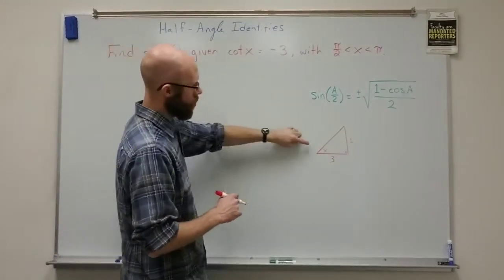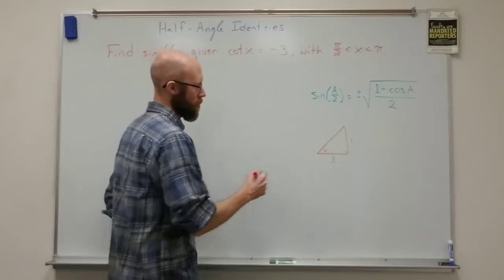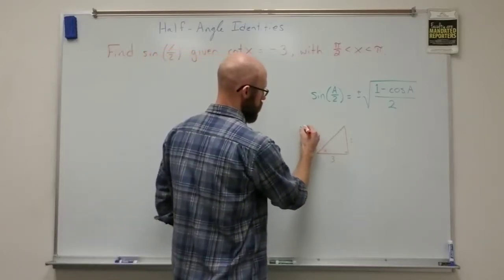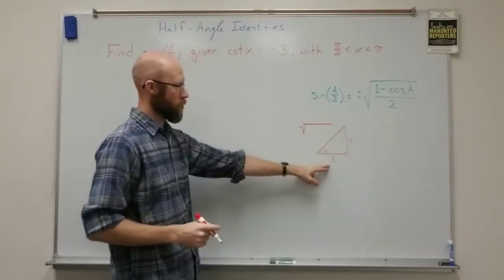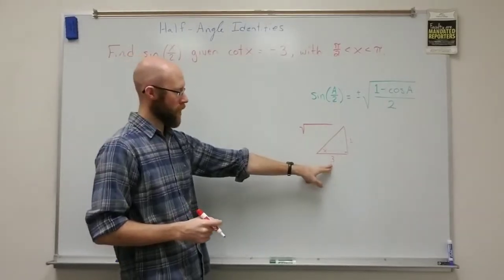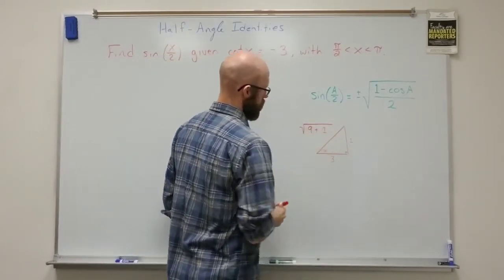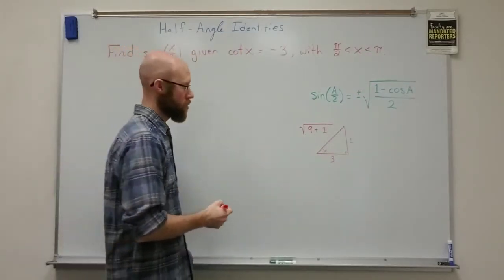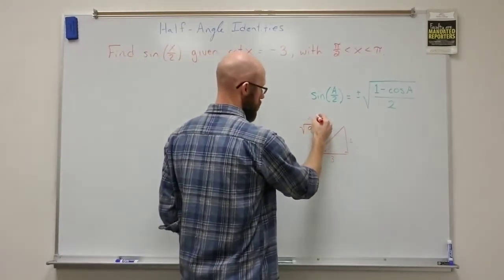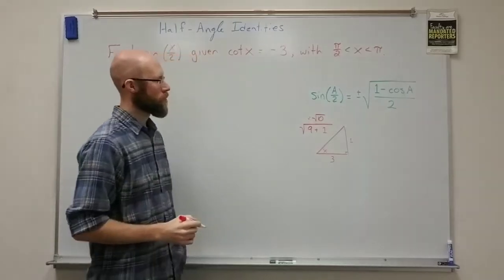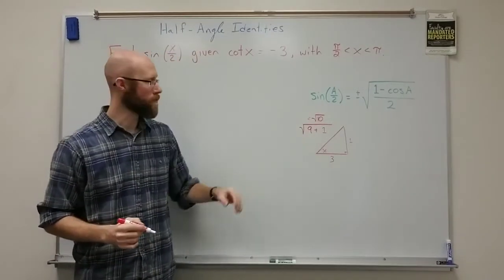So what I need to know is the hypotenuse. The hypotenuse is found using Pythagorean theorem. It's the square root of the sum of the squares. So you get 9 and 1. 9 plus 1, of course, is 10. So this is the square root of 10. Okay. So the hypotenuse is square root of 10.